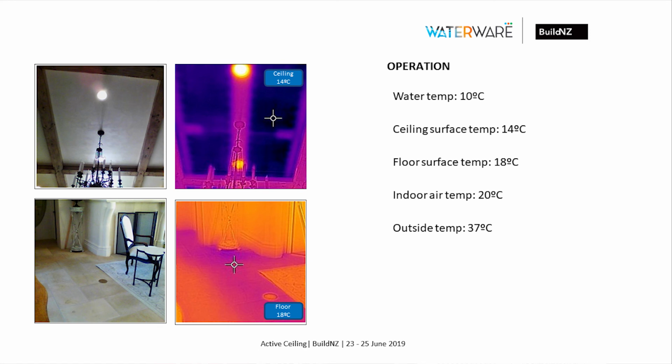And then on the floor, the surface temperature they're maintaining is 18 degrees. And so with this setup, they can have the indoor air temperature at 20 degrees when it's 37 degrees outside. So it's a very, very strong cooling effect with this dual-based system.